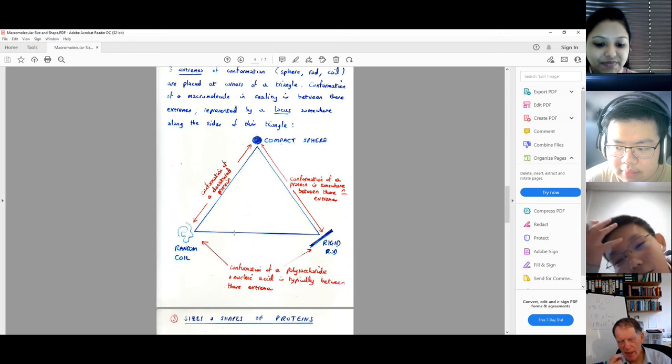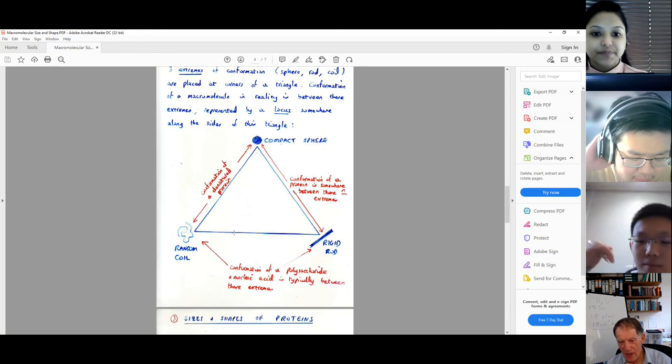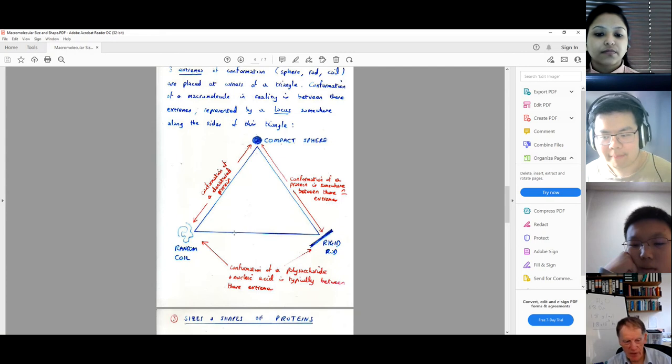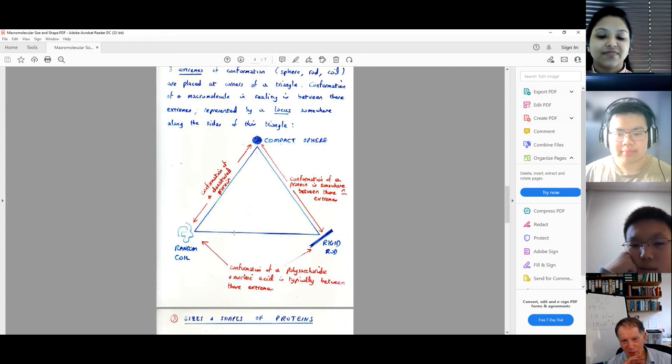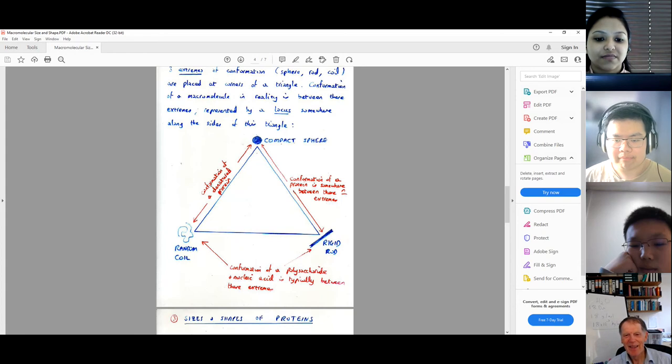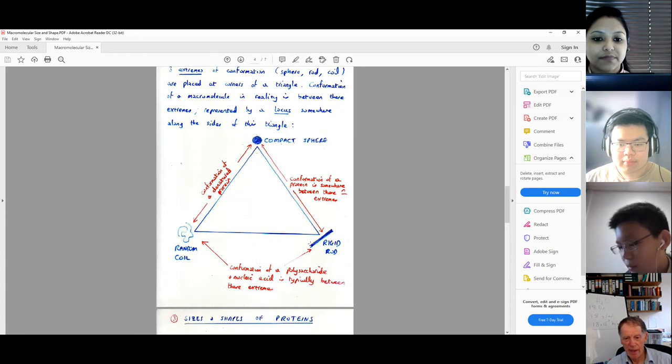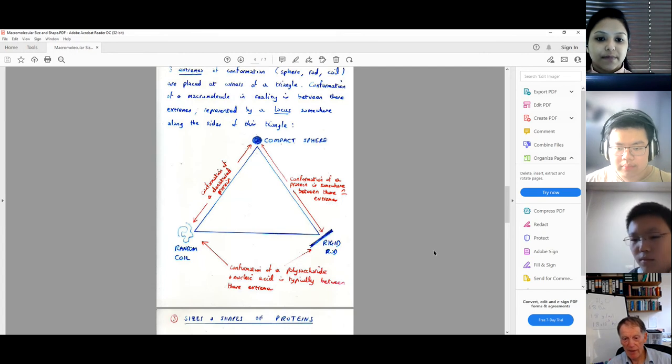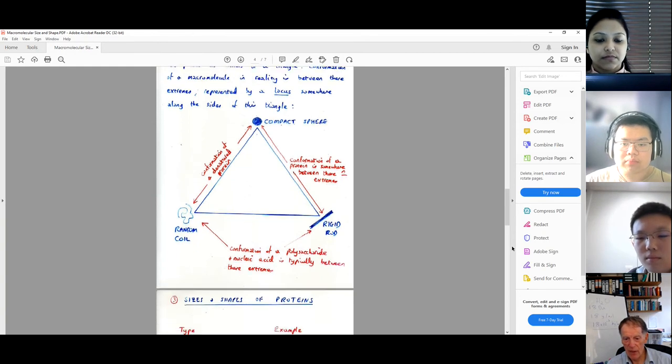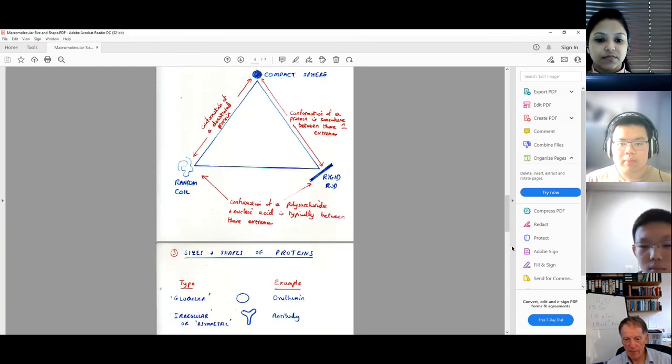In coursework and examinations, I sometimes get people writing answers with locusts in them. This is nothing to do with locusts. It's a locus. So the conformation of a given macromolecule can be represented by a locus or point along the sides of a triangle. So it's a very convenient way of representing the extremes of conformation.